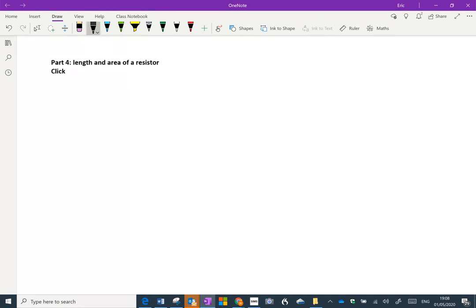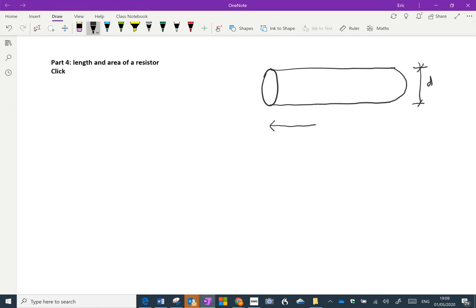In this final part of Electricity 2, we're going to look at how the dimensions of a resistor affect its resistance. So I better draw a resistor, and we'll imagine that it's a wire like this. It's got diameter D, which we might show like that, and it's got length L, and that means it's got radius R, and we know that D equals 2R, so that's quite simple.